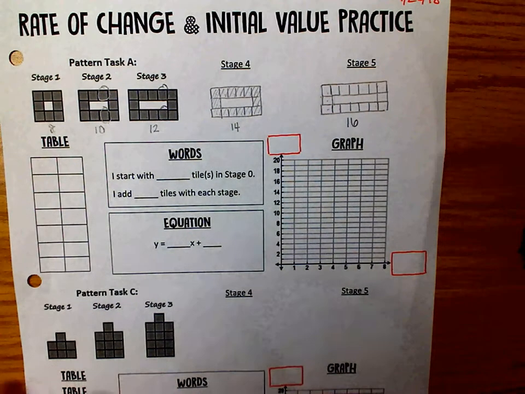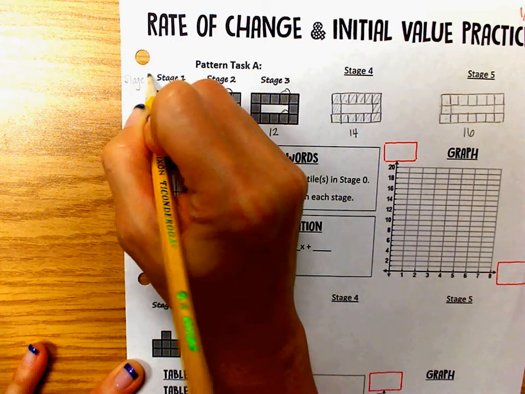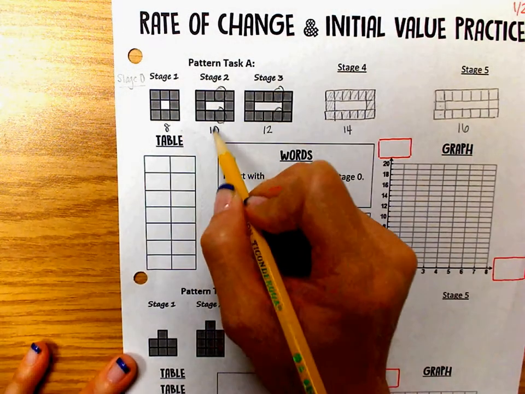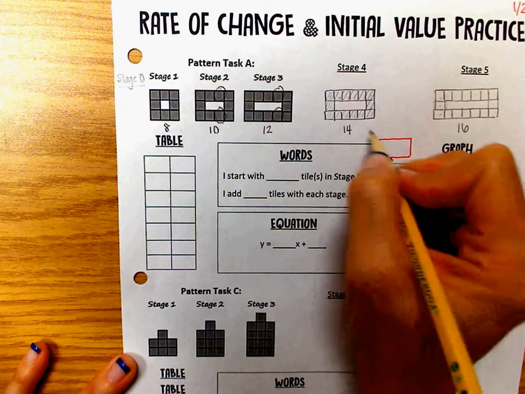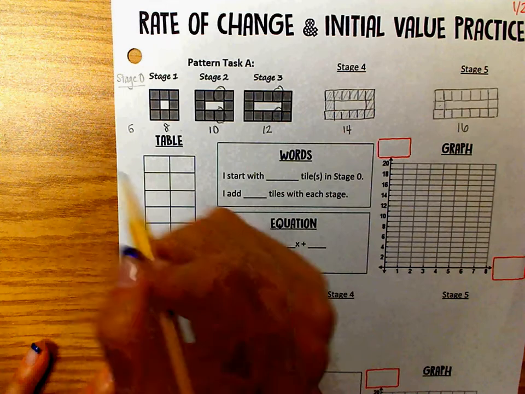Okay. All right, now we do need to make sure we have a stage 0 because we can't write our equation without stage 0. So if you notice, we're adding 2, then adding 2, then adding 2, then adding 2, then we'll have to subtract 2 to have 6 tiles. But which 2 are we subtracting?